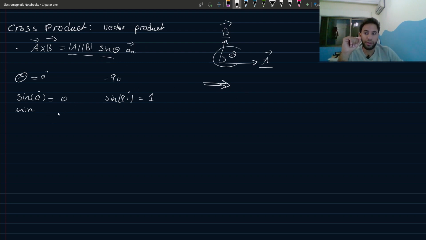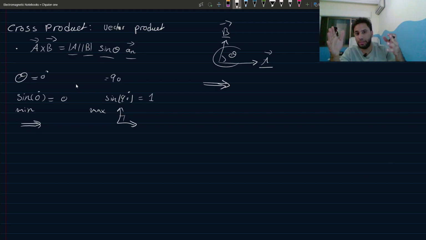And when they are parallel, that's right, parallel, and when they are perpendicular to one another and have a 90 degree angle, we will get the maximum value, whatever it may be, from the cross product. So I'm going to write here max. Now, what about An? Well, An is the normal unit vector. Now, what is normal? Well, the normal in vector algebra means the perpendicular.